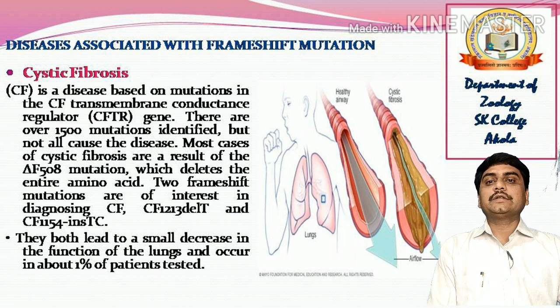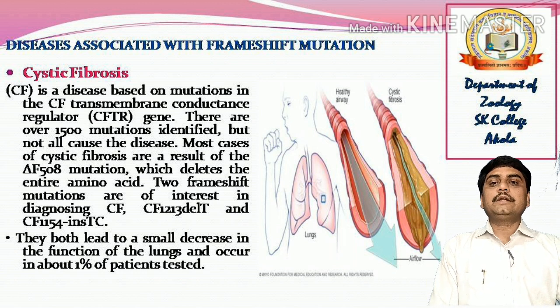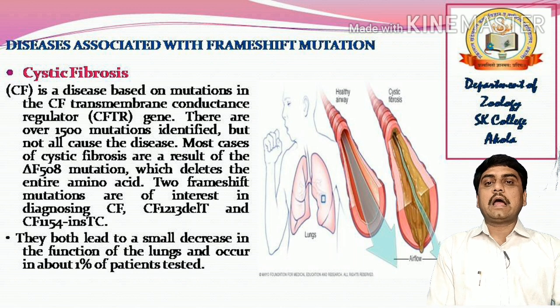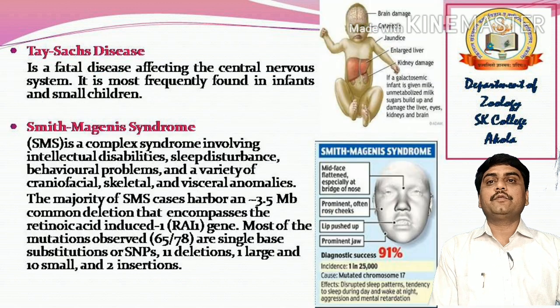Two frameshift mutations are of interest in diagnosing CF: CF1213DELT and CF1152-INSTC. They both lead to a small decrease in the function of the lungs and occur in about 1% of the patients tested. So this is cystic fibrosis, a disease associated with the frameshift type of mutation.